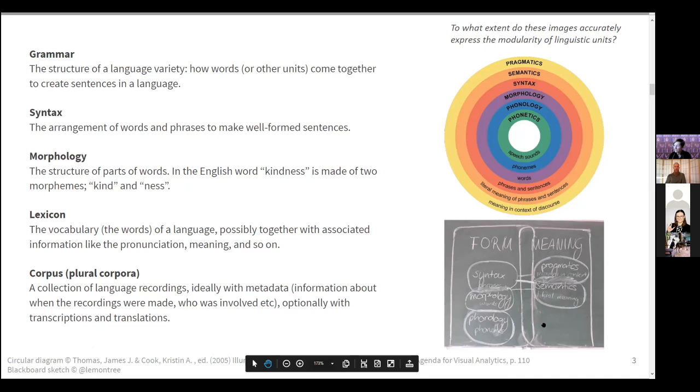And then on the meaning side, actually, can I ask, if I move my mouse, can you see the mouse? Yeah, okay, good.